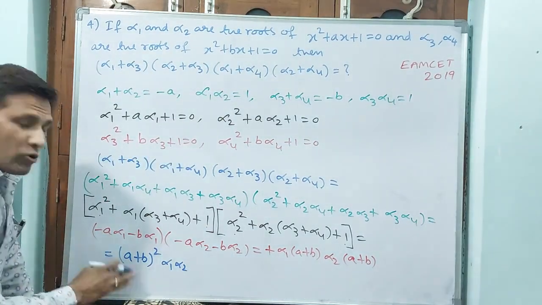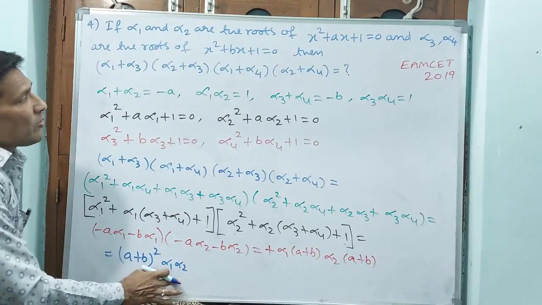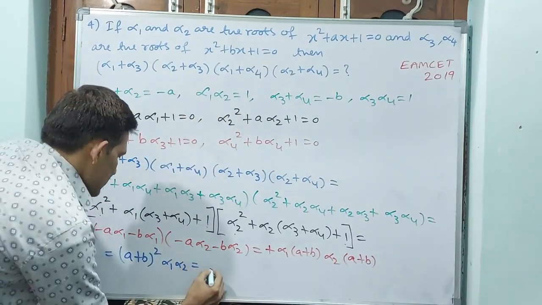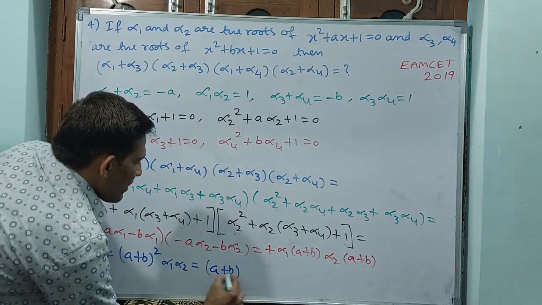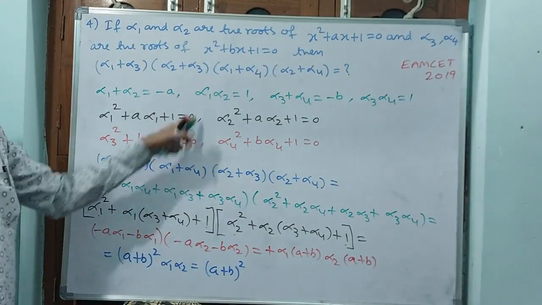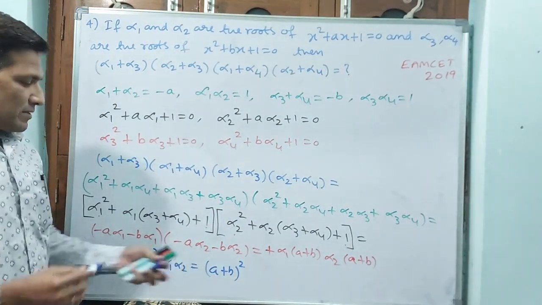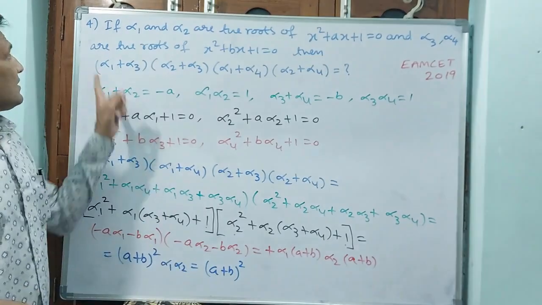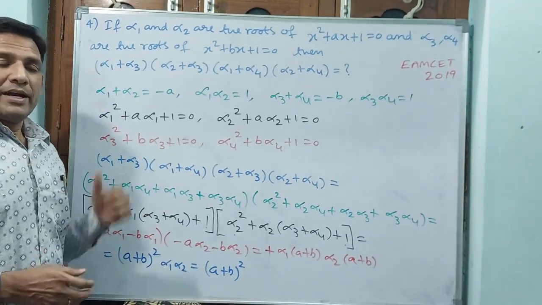Now you see, a plus b whole square is like this only, you keep it. But alpha 1 into alpha 2 was how much? 1. That is equal to a plus b whole square only. Why? Because alpha 1 into alpha 2 value is 1. 1 into something is something. Okay. This is the answer for this question. Fourth question. Let us go for fifth.